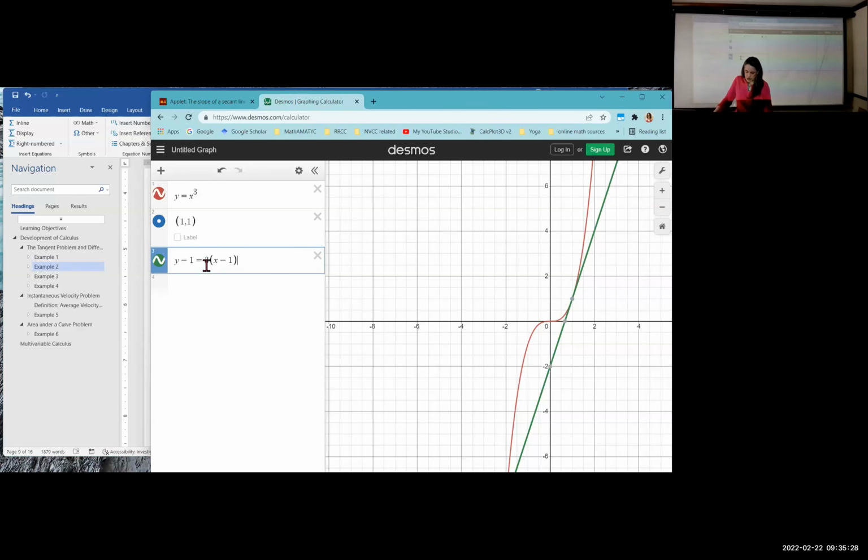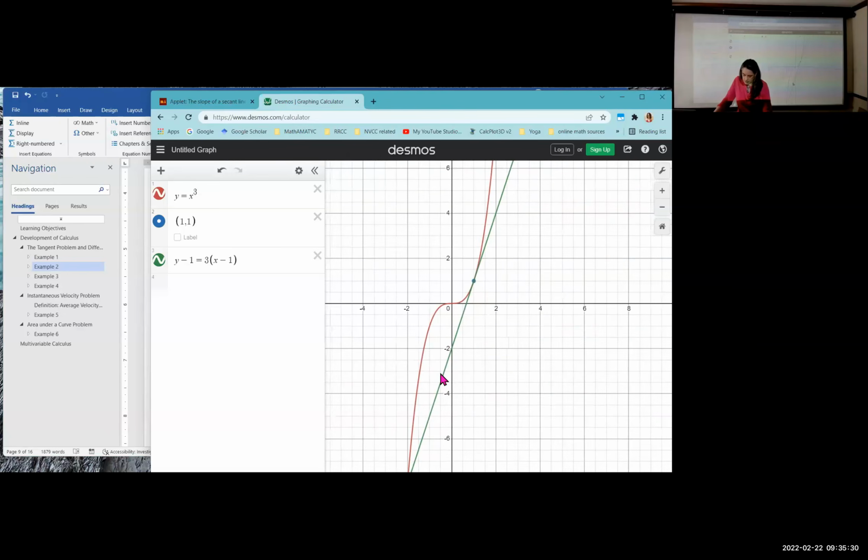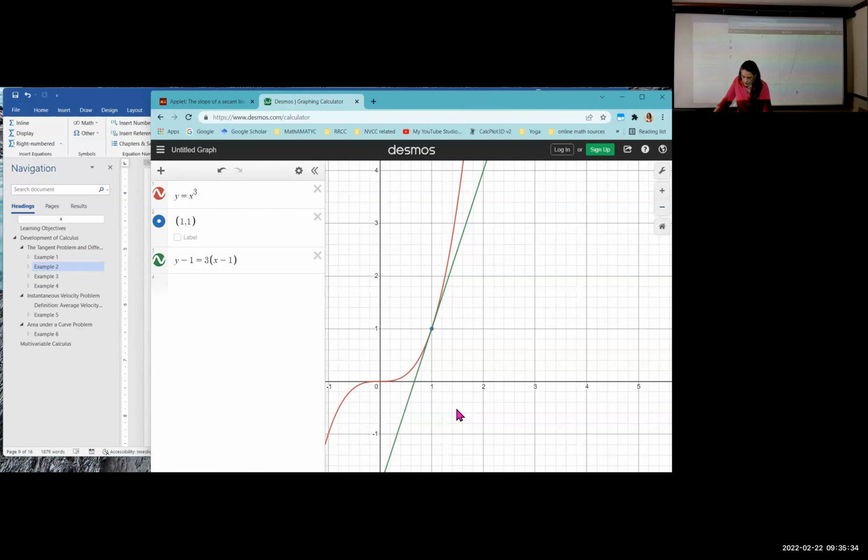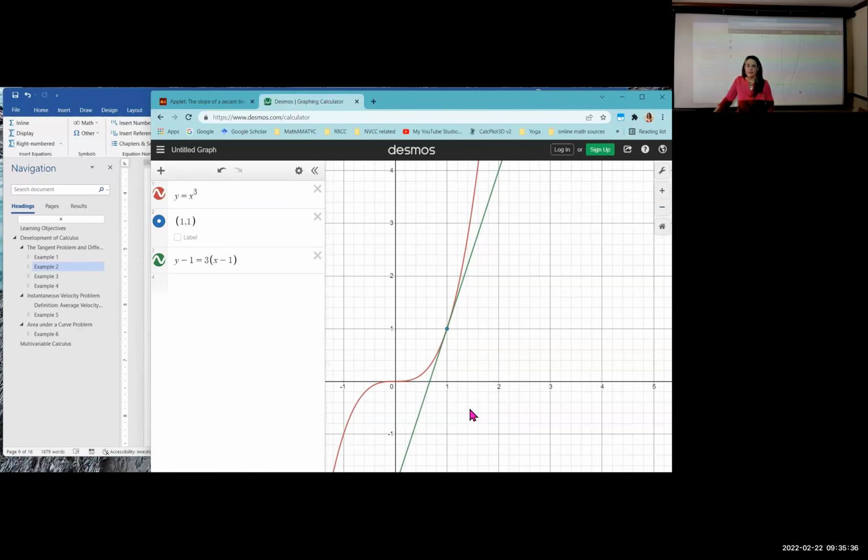Does that look tangent to you guys? If we blow it up, does it appear to skim the graph, or does it look like it touches the graph and skims off of it? It looks pretty tangent to me. That looks really tangent to me. So I think that's probably a good estimate for the slope of the tangent line right there at the point 1, 1.